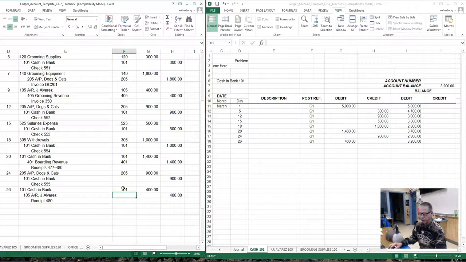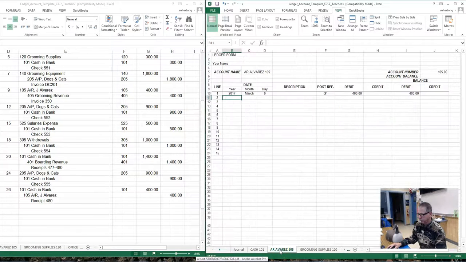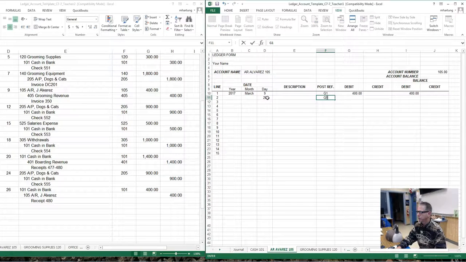And the last posting is to accounts receivable. So Alvarez owes us less money now because of this payment here on the 26th. And so we are crediting their account for $400. And the balance is previous balance minus the payment. They now owe us nothing. They're paid in full. Good customer.